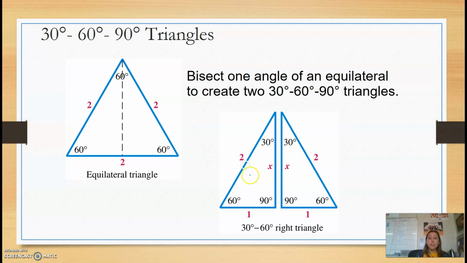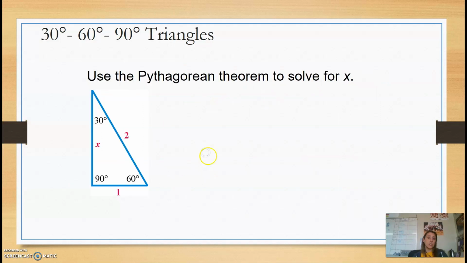So when we do that, we can actually just take one of them and start solving for this side that we don't know. So to solve for that, we are going to use the Pythagorean theorem, which would be a squared plus b squared equals c squared. So the one thing that I need to make clear is that c squared is always the hypotenuse. The two sides are always going to equal the hypotenuse. So I know the hypotenuse is the 2 because it's the opposite of the right angle. So this is my hypotenuse.